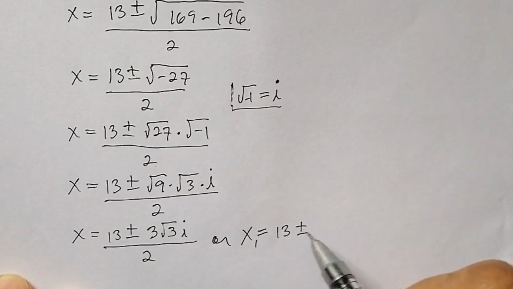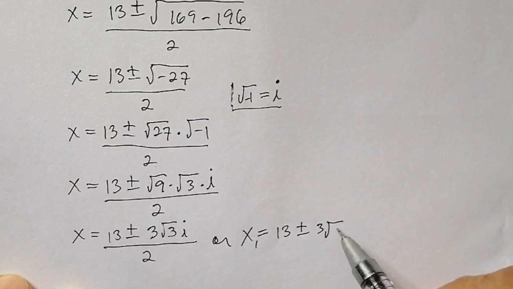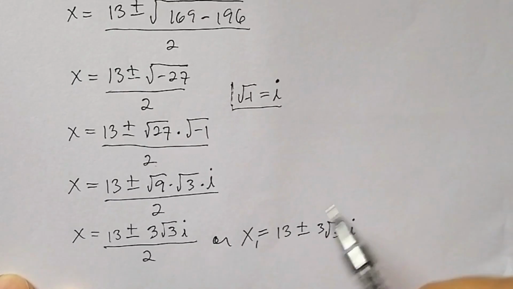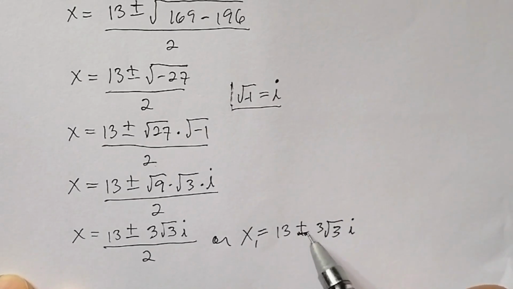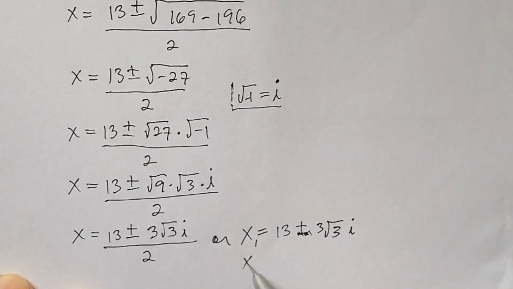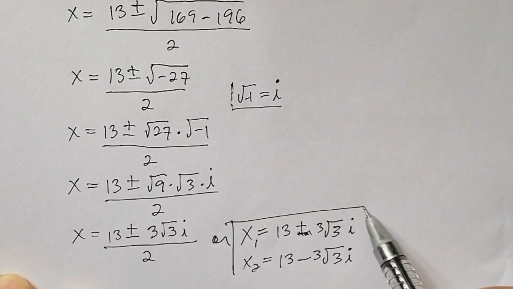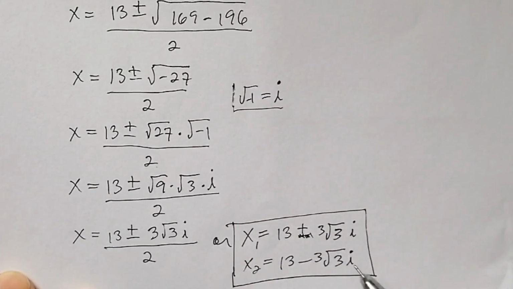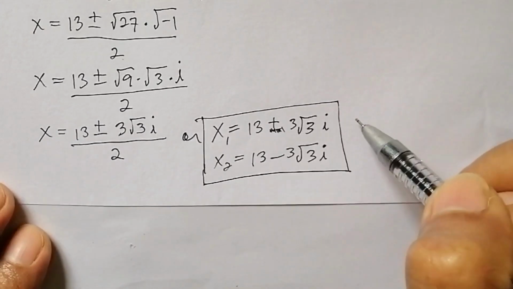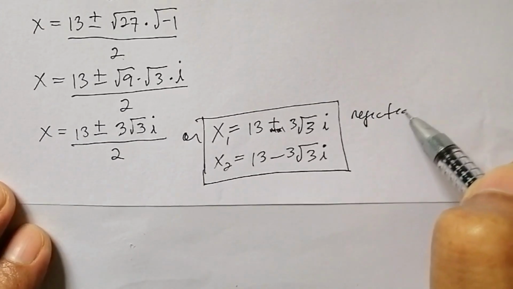13 plus 3 square root of 3i over 2 and 13 minus 3 square root of 3i over 2. This will be the answer, but it's in the form of complex, so this will be rejected. It is not a solution for the given equation.